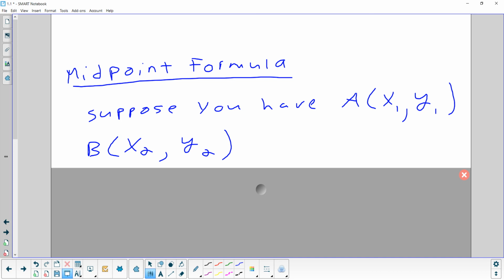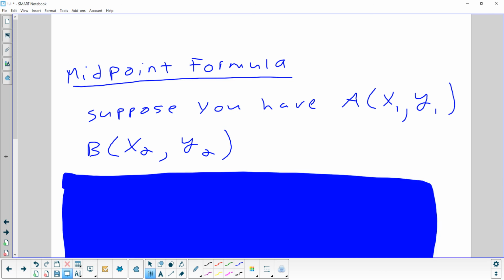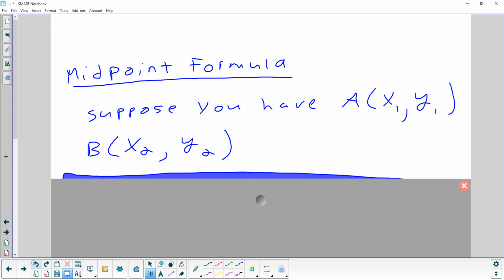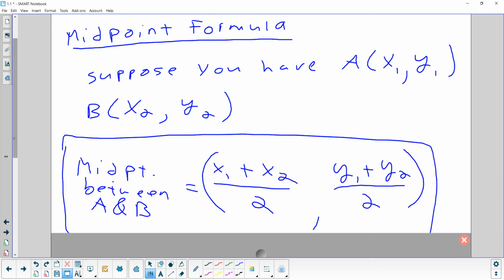Okay? How do you average 2 things? What's the formula for averaging 2 things? Autumn? Add them all together, then divide them by the original. Add them together, and if we're averaging 2 things, what would we divide by? 2. So that is exactly what the midpoint formula is.